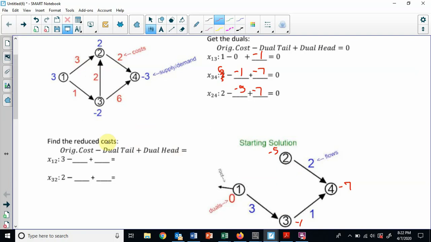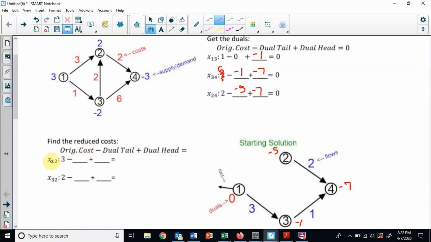Well, how do we get the reduced cost? It's actually the same formula, the original cost minus the dual tail plus the dual head. That's why we had to get the dual values to start the problem. Now we have the dual values, now I can find the reduced cost.